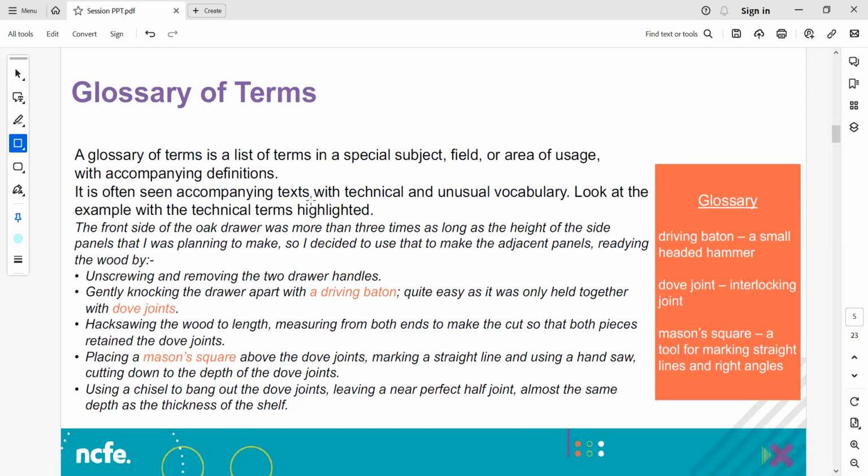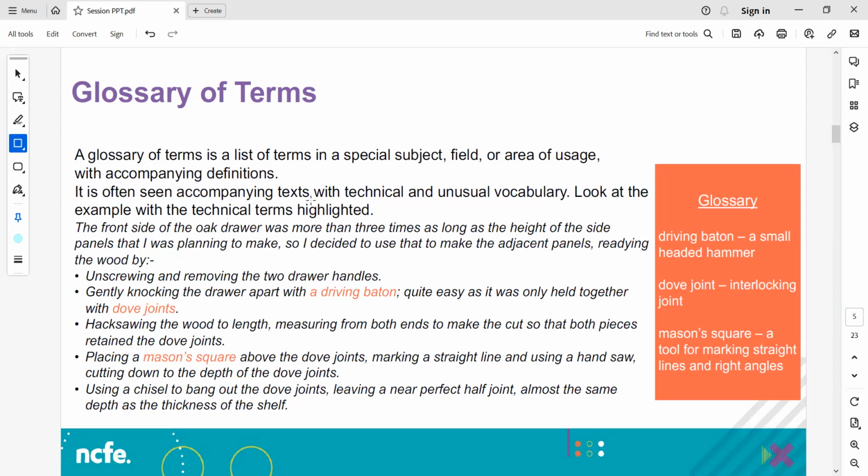So if I read this out loud, you can see that the glossary is there to help us with understanding. The front side of the oak drawer was more than 3 times as long as the height of the side panels that I was planning to make. So I decided to use that to make the adjacent panels, readying the wood by unscrewing and removing 2 drawer handles, gently knocking the drawer apart with a driving batten. The author of this text knows that not everybody might know what that is. It's quite specific to joinery or carpentry. And so there we can look at the glossary and see it's a small headed hammer.